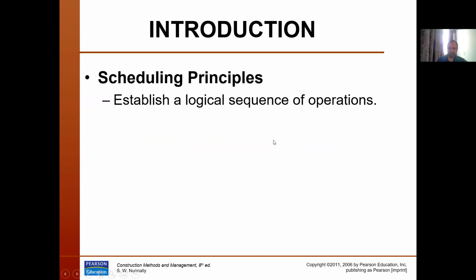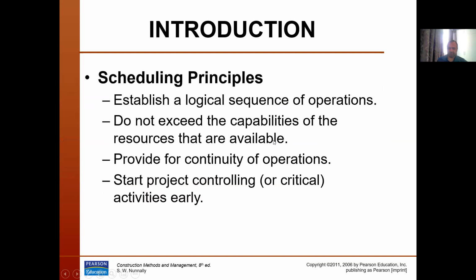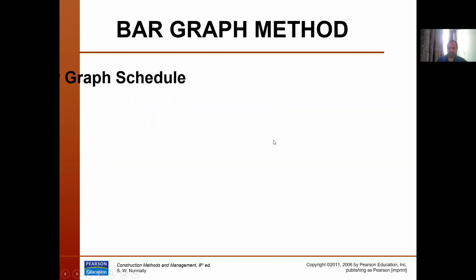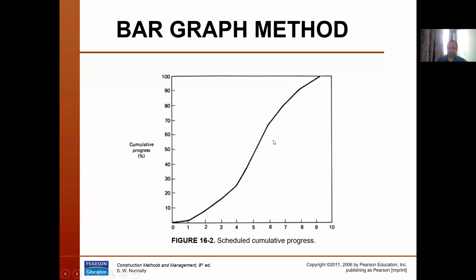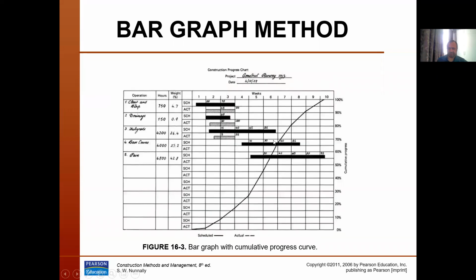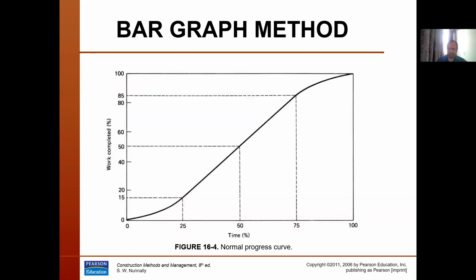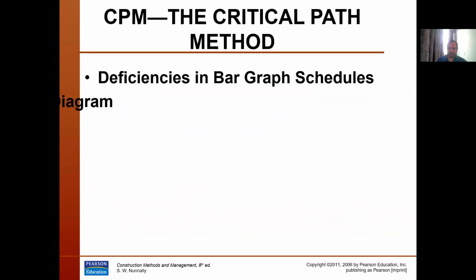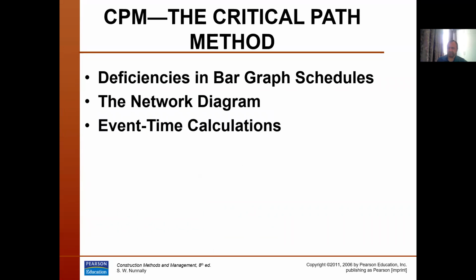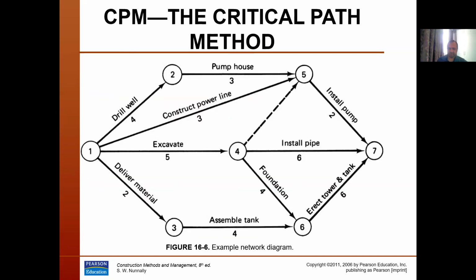And then we will learn about the different scheduling principles. And then there will be the bar chart method, S-curve, how to interpret the bar charts, how to interpret the progress, the critical path method, CPM, we will learn about it, the event time calculations. So different types of activity CPM methods, such as the activity on arrow method.